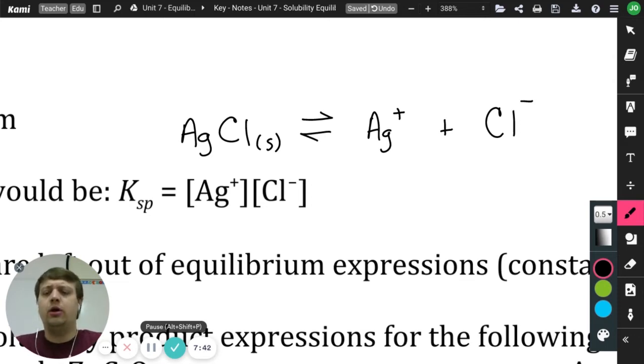So when I look at my KSP, it says KSP equals the concentration of silver times the concentration of chloride. Why is silver chloride not there? Well, it's not there because it's a solid, and we know that we don't take into account those solids in our equilibrium expression. So when we're writing our KSPs for these insoluble salts, we keep in mind that the solid is not a factor in your equilibrium expression, your KSP.